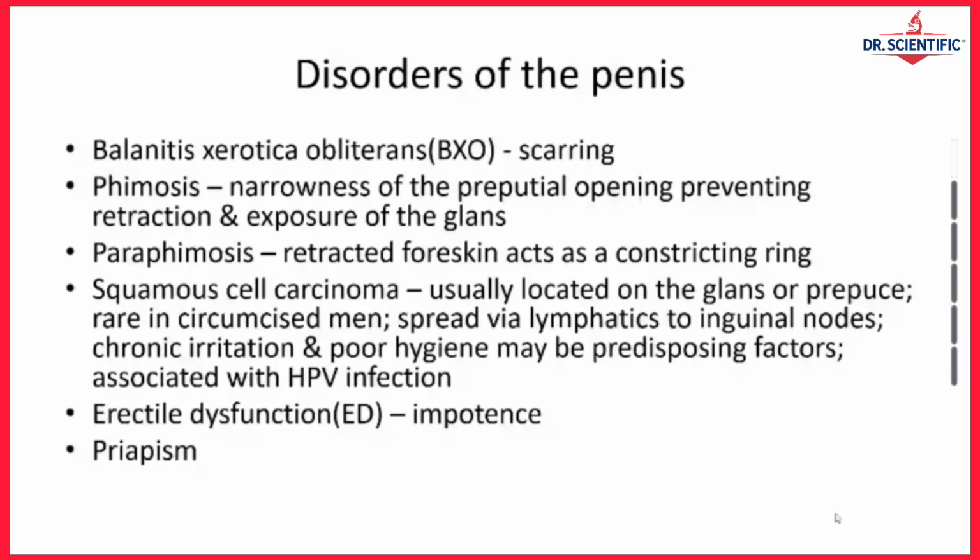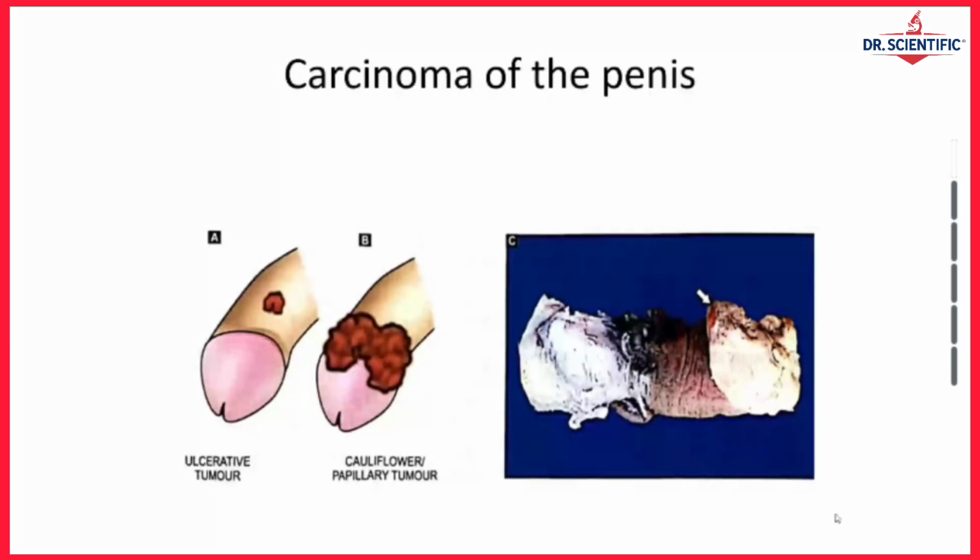Yeah, so you can see there the carcinoma of the penis. You can see those are diagrams. It can be ulcerating, so you can have an ulcer. It can form a cauliflower papillary tumor. That on the right side is a specimen, a gross specimen.